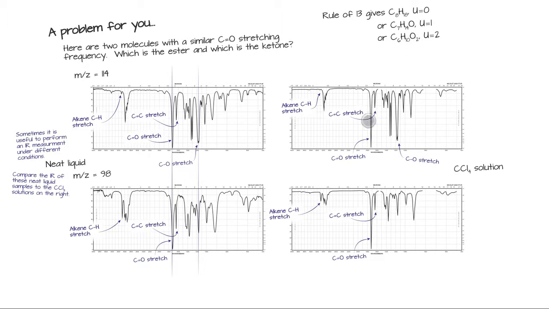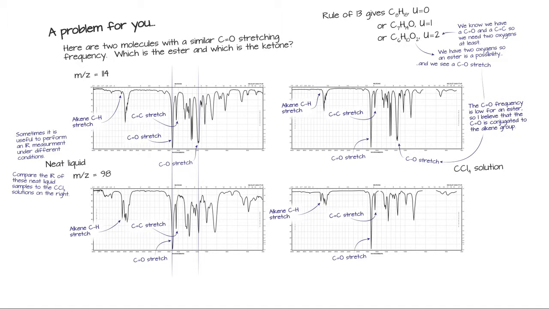If I've got 2 oxygens, again, I suspect an ester. That really backs up the idea of an ester. So let's see what we might draw. If we've got 2 oxygens and an ester's a possibility, we've got the CO stretch, I'm feeling pretty good that that is a conjugated ester of some kind. This is a possible structure.